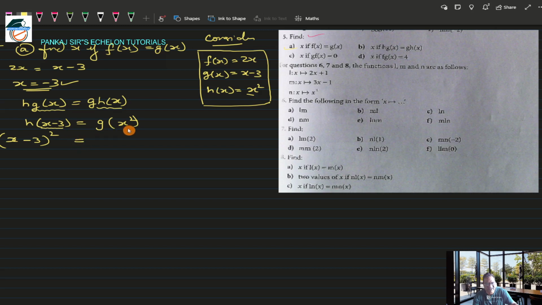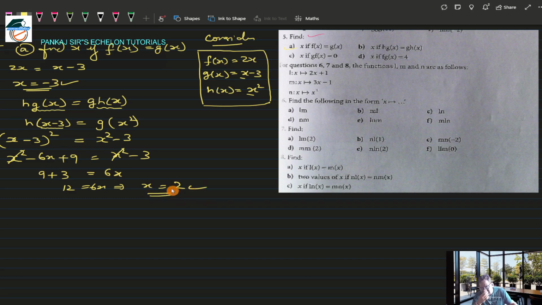Same way, G of X square: in G of X, in place of this X I'm going to plug in X square. So this will become X square minus 3. Now I'm going to solve this to get my X. X minus 3 the whole square will be X square minus 6x plus 9, equal to X square minus 3. X square and X square go. So 6x will come here, and 9 plus 3 will come here. So 12 is equal to 6x. This gives me x equal to 12 divided by 6, which is 2. This is my answer for B.